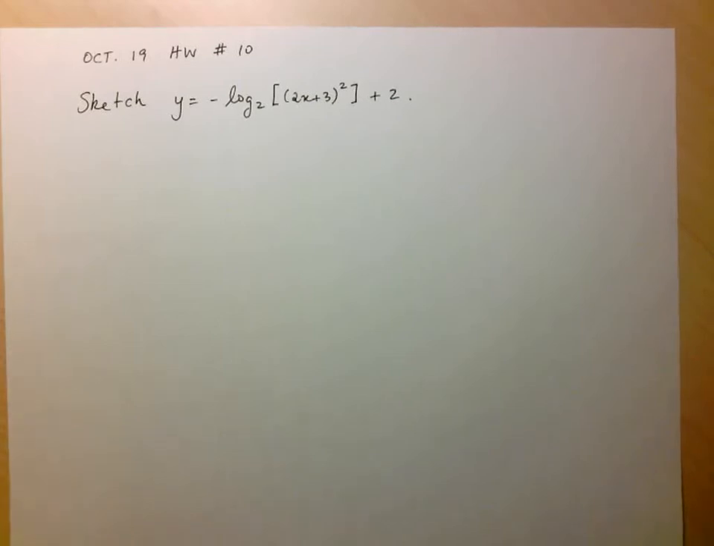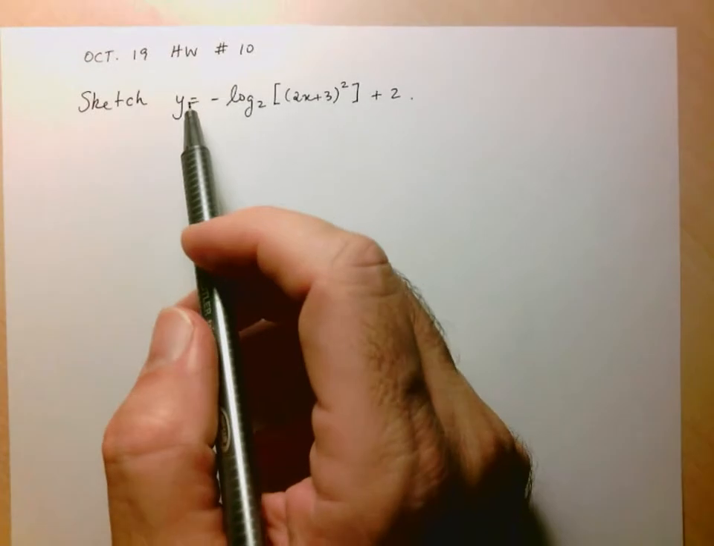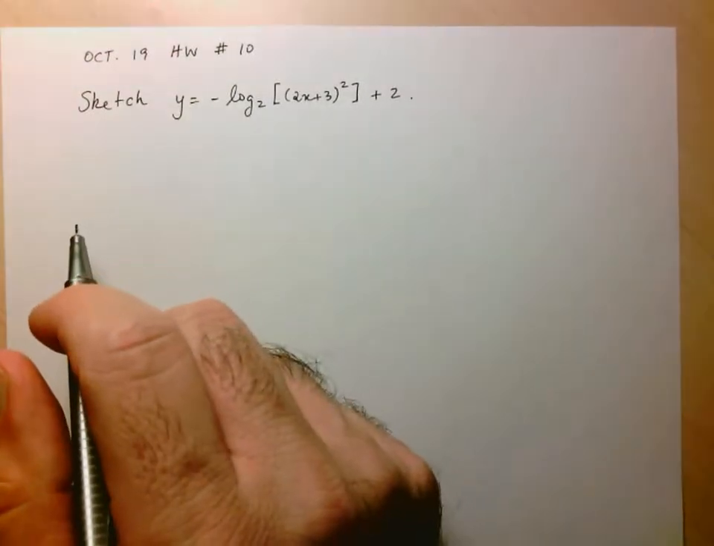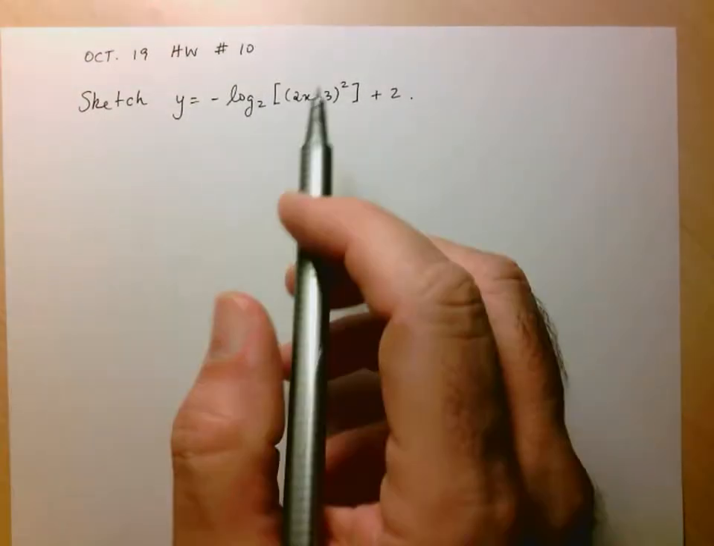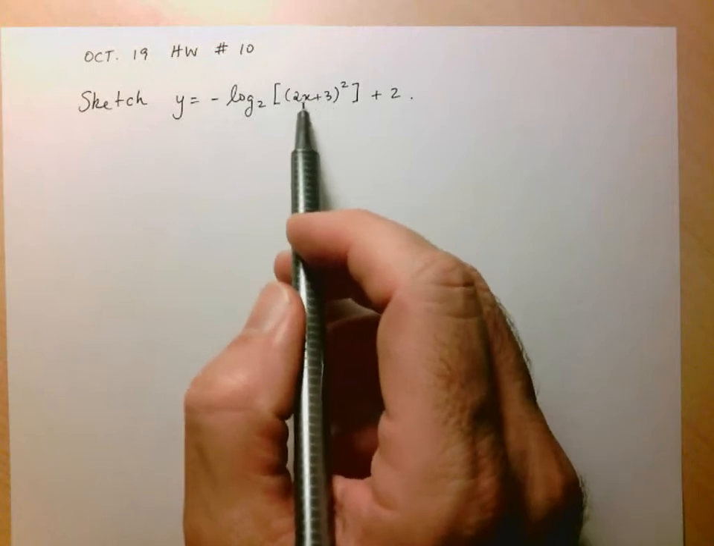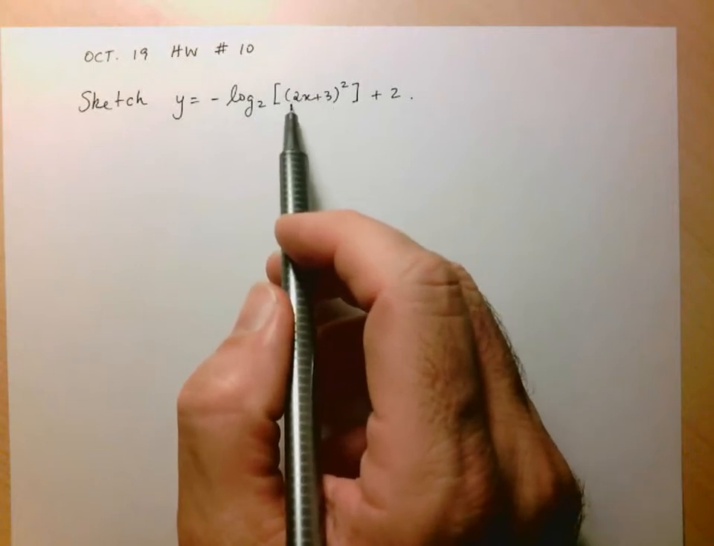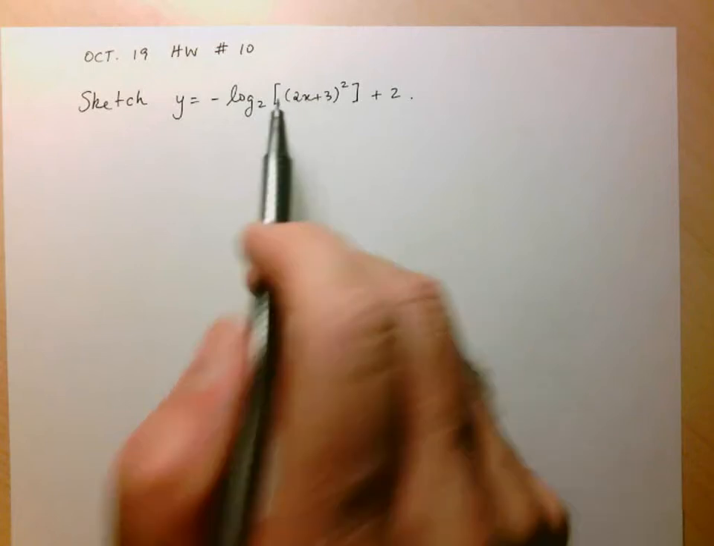Hi folks, we're going to take a look at number 10 from the October 19th homework, and so here they're asking us to sketch this logarithmic function. Okay, so first thing I notice is I have a coefficient in front of the x that's not equal to 1, so now I'm going to have to factor that out.